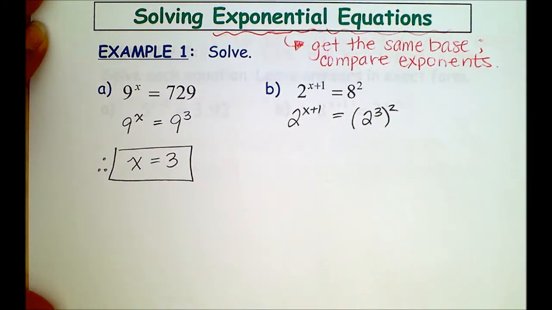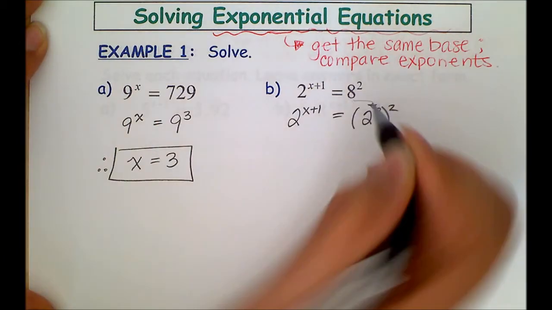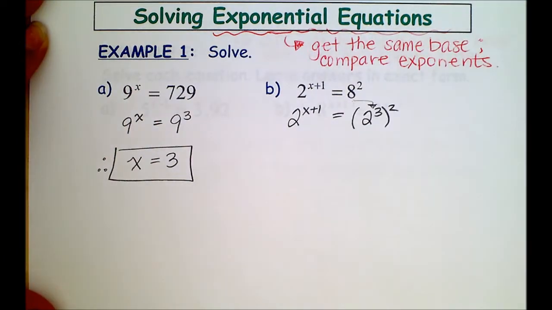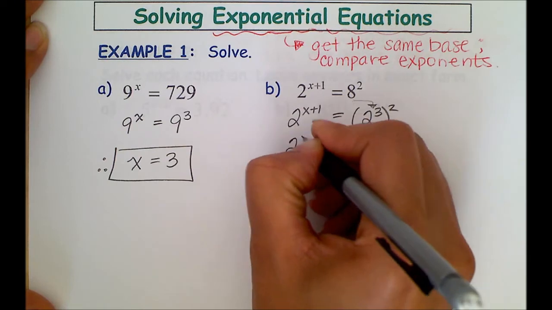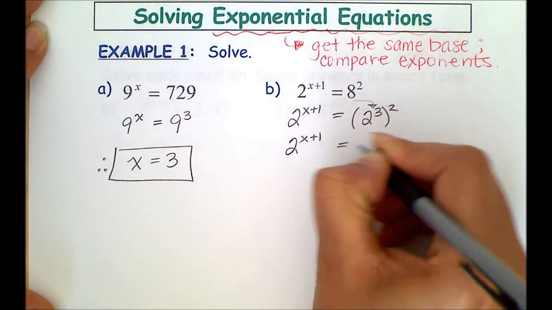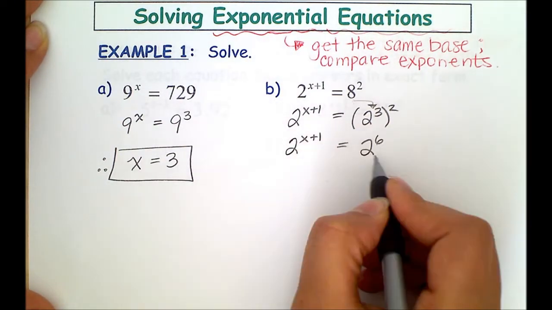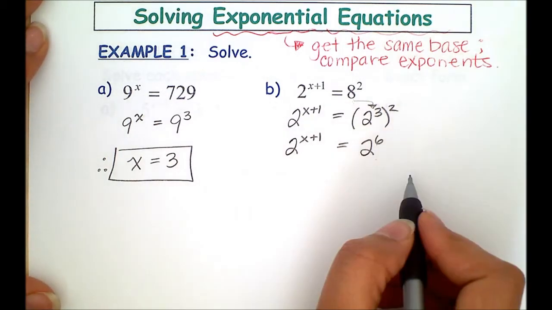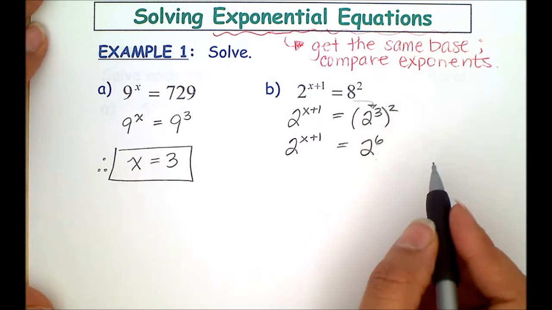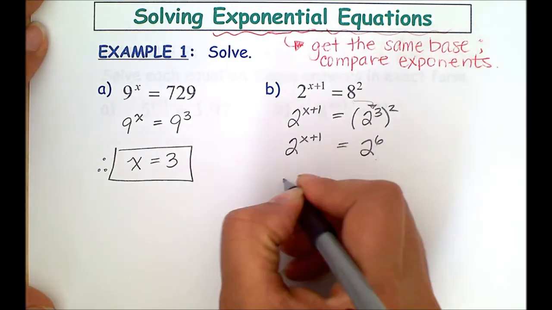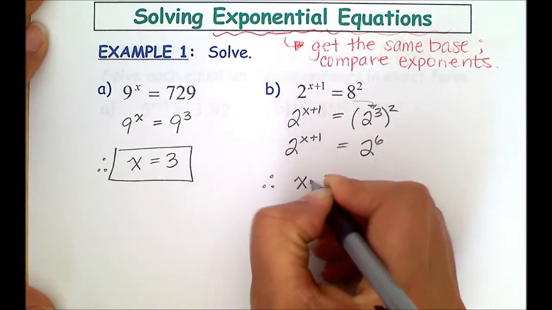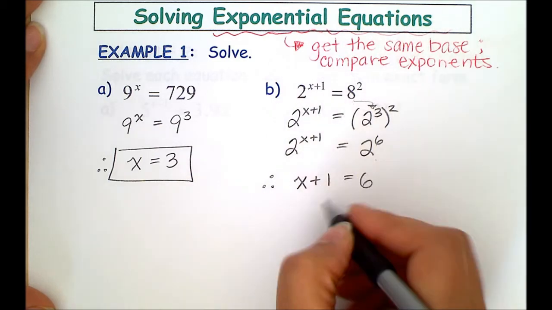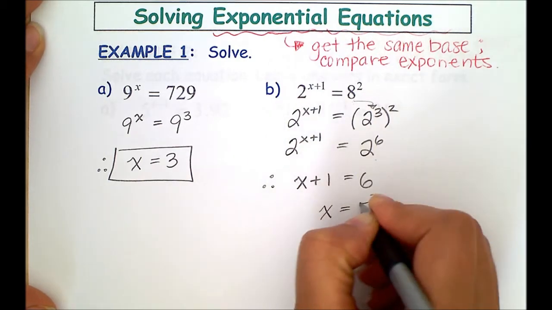Okay, so this is 8 written as a power with a base of 2. Now if I simplify the exponent on the right-hand side, I get 2 to exponent 6. And now you'll notice that since the base on the left side and the base on the right side are the same, I have a single power here and a single power here, I can set the exponents equal to each other. So since the bases are the same, x plus 1 has to equal 6, which means if I'm solving for x, x must be equal to 5.